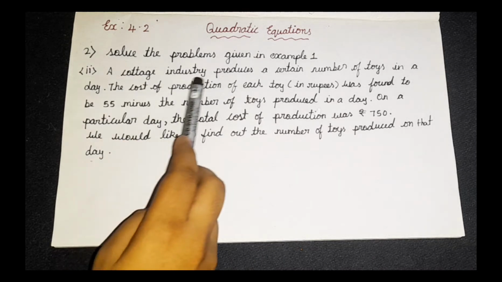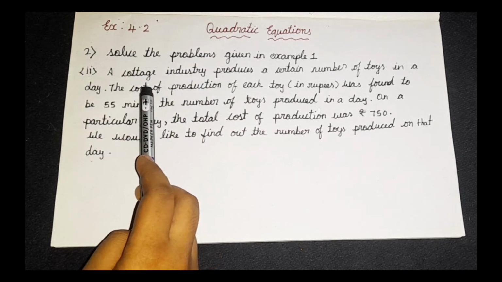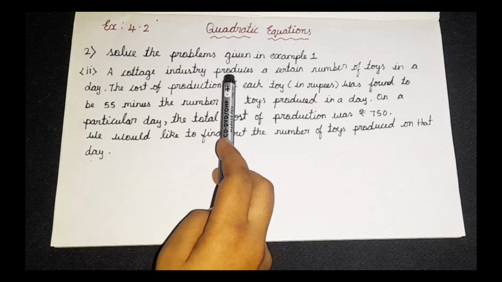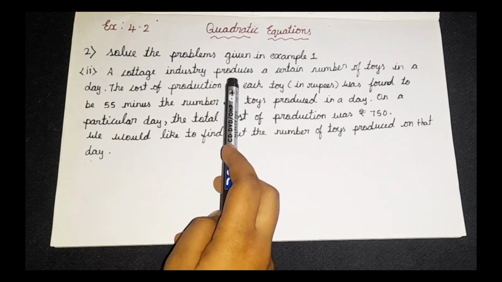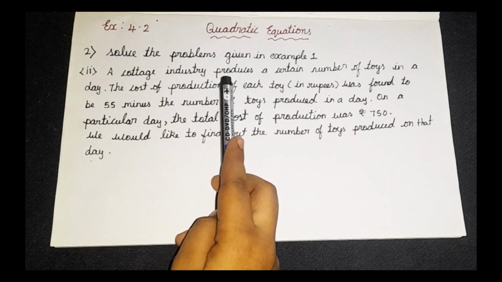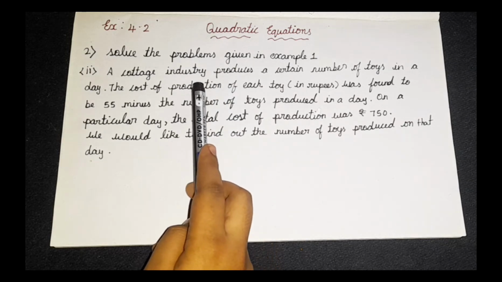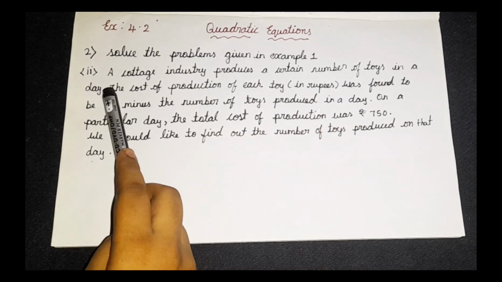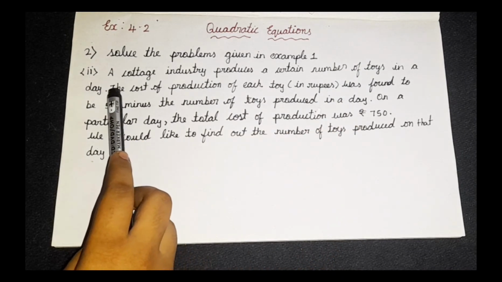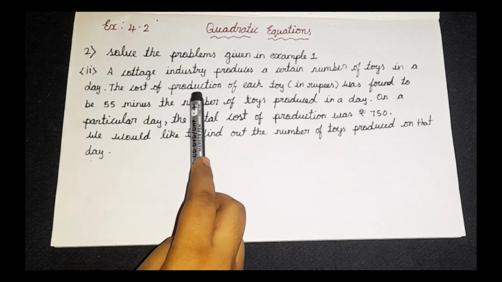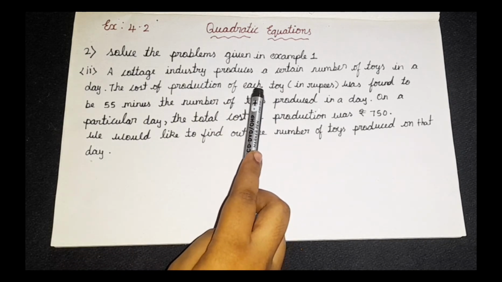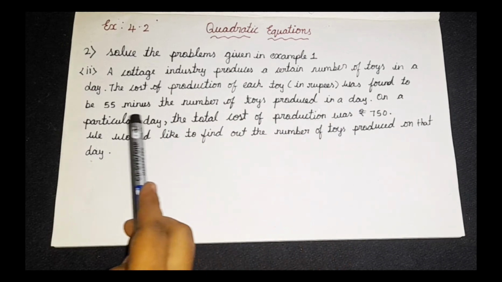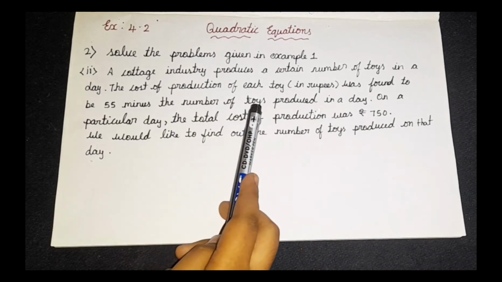So there is a cottage industry. Of course, you know what a cottage industry is. They are just producing a lot of toys. Cottage industries usually do that kind of work. Am I right? So they are producing a number of toys in a day. Per day they are producing a number of toys. So the cost of production of each toy, each means one. The cost of production of one toy in rupees was found to be 55 minus the number of toys.